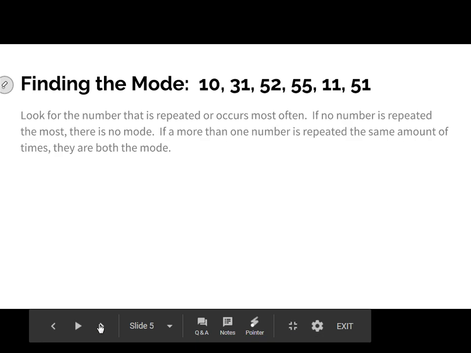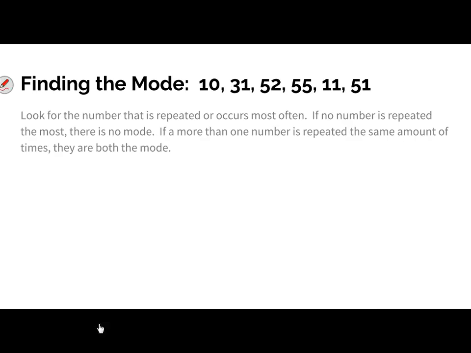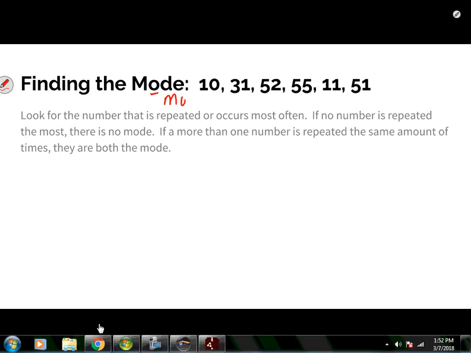Okay, finding the mode. This is really one of the most simple. The way I remember it is mode and most have that same hard O sound. Go ahead and put these in order from least to greatest. We have 10, 11, 31, 51, 52, and 55. And I'm looking for a number that occurs more than once. In this set, I don't have any, so I would say none.